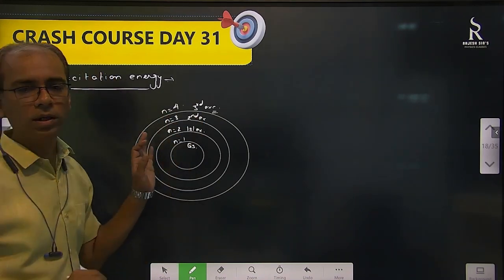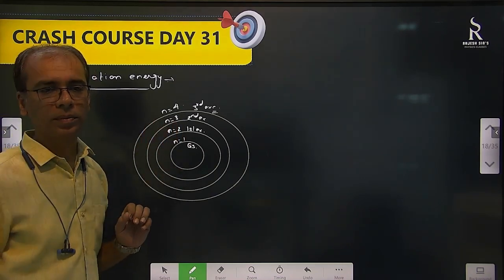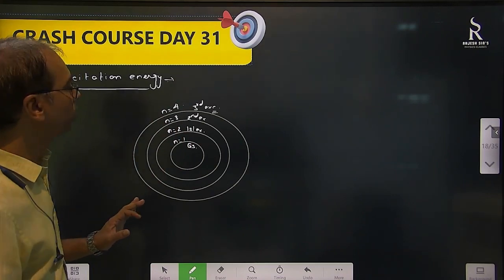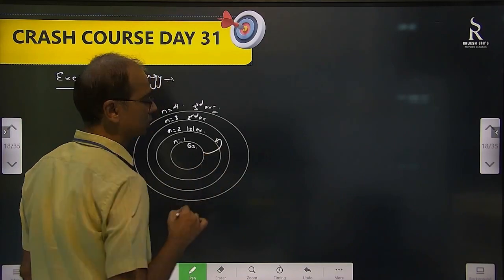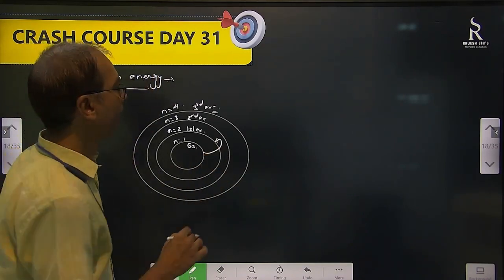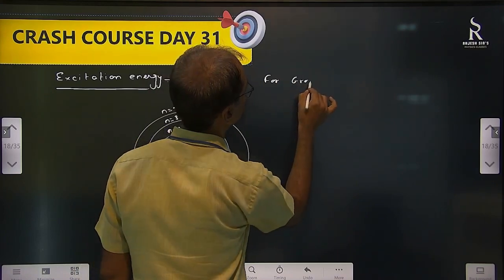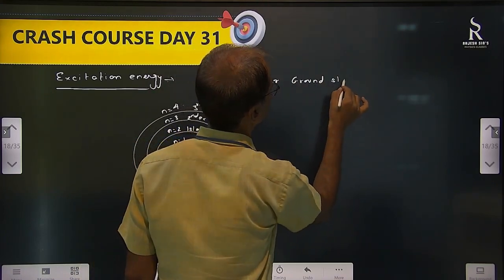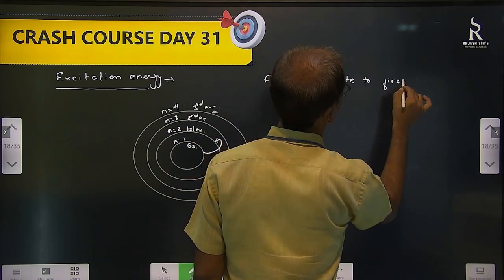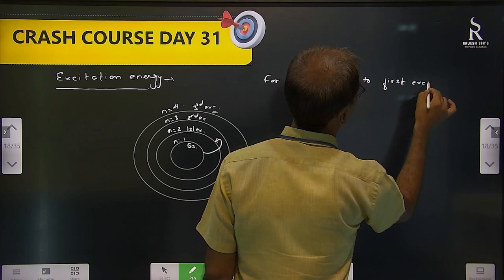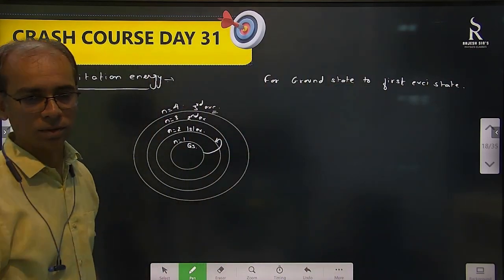So sometimes they will not give you n equal to 1, 2, 3, 4. They will talk in terms of excited state. Okay. So excitation energy means what? When you are going to send an electron from here to here, that's excitation energy. From ground state to first excited state. So how much energy is required? You have to give the energy.